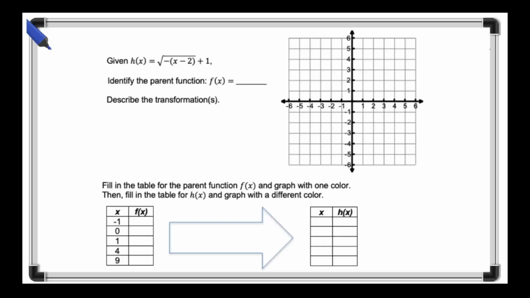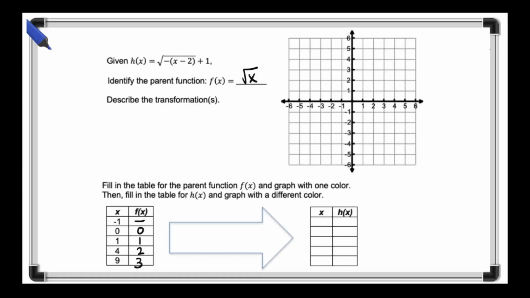So let's first identify what our parent function is. We have a square root, so our parent function is the square root of x. Go ahead and just fill in the table for that parent function. So with a square root function, we can't have negatives under a radical. We've got 0, 0, 1, 1, 4, 2, 9, 3.